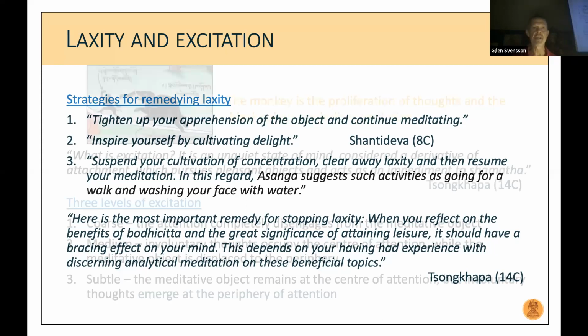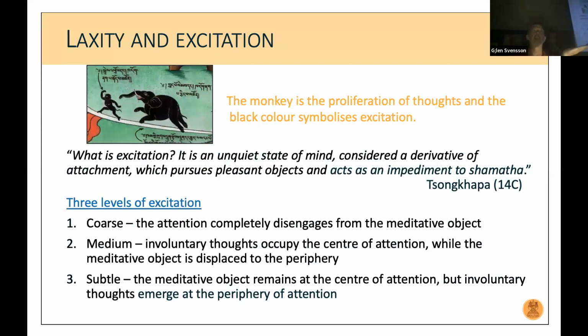Okay, so that's laxity. Let's have a look at the opposite imbalance, excitation. Here, the description in the diagram says the monkey is the proliferation of thoughts. So the monkey is just discursive thoughts. We talk about the crazy monkey mind jumping all over the place, and the black color symbolizes excitation. Excitation is not just thinking, but the mind getting agitated by the so-called sense pleasures.